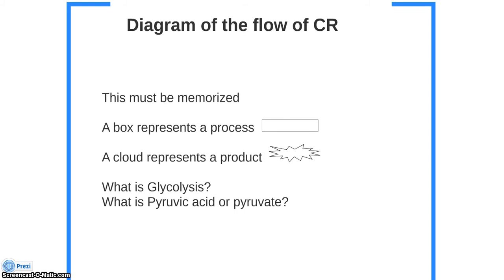On the front of your note packet, you should see a flow chart of how cellular respiration functions. This should be memorized to aid in your understanding of cellular respiration. All boxes represent a process, and a cloud or star represents a product. So, glycolysis would be a process, right, since it's boxed. Pyruvate or pyruvic acid would be a product since it is starred.